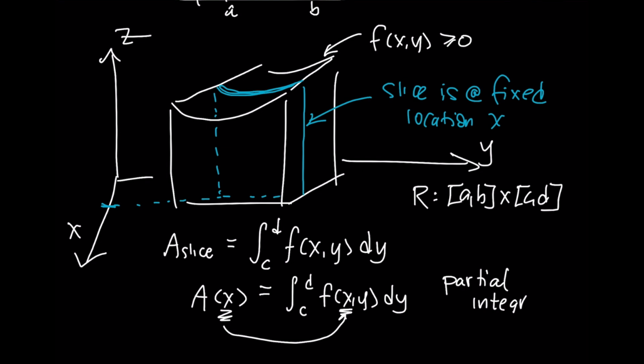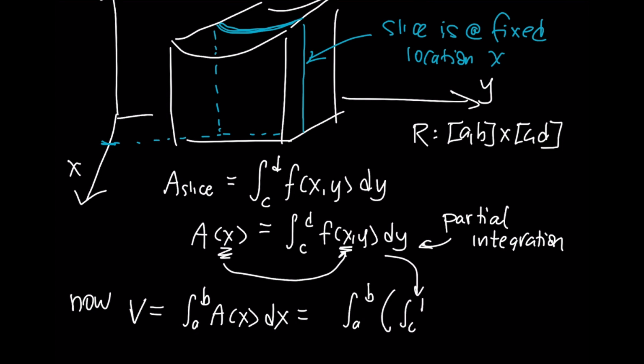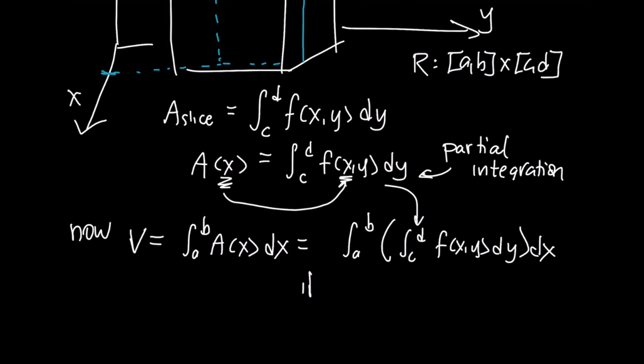Now you can compare this with partial differentiation, where we hold one of the variables fixed and then we differentiate with respect to the other. When we have a partial integration, we hold one of the variables fixed and integrate with respect to the other. And so now the volume is simply given by integrating over all of these x slices. So what ends up happening is that we substitute this expression inside here. This ends up being what's called an iterated integral.